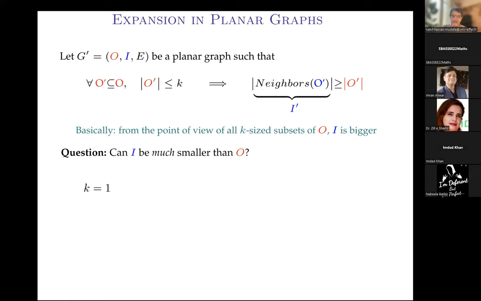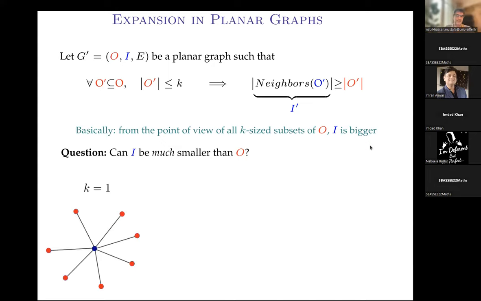So when you start looking at examples, look at the case k equal to 1. So what does that mean? For each k, I have to say that thing in English. So k equal to 1 means that every vertex in O has at least one neighbor in I. Can I be very small? If every red vertex sees a blue vertex, can the number of blue vertices be very small? Unfortunately, yes. Here each red vertex sees a blue vertex, but it's the same blue vertex. So globally, when you zoom out, there's just one blue vertex. From the point of view of every red vertex, it looks like there's one blue vertex, but they all point to the same blue. So that doesn't work. So I can be much smaller here.